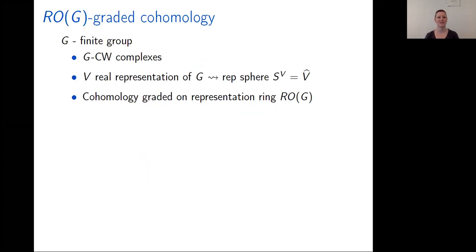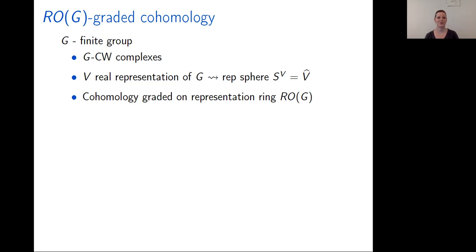The bulk of my work is in RO(G)-graded cohomology, where I use computations to inform theory. So for G a finite group, the spaces I'm interested in are G-CW complexes. These are CW complexes with a cellular action by the group G. And in this equivariant world, there are all kinds of interesting spheres. So for example, if you take a real representation, you can one-point compactify and get an induced action on a sphere.